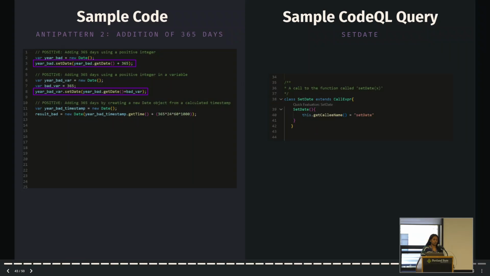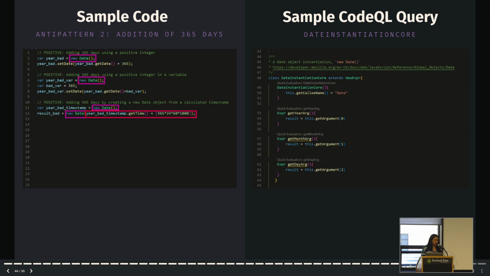Now that we have those sources figured out, we can move over to the sinks. The first sink possible is the setDate class. To find this using CodeQL, there's a simple class that can be made that looks for any callees that are specifically called setDate. Running this CodeQL class will find those 2 purple highlighted boxes.